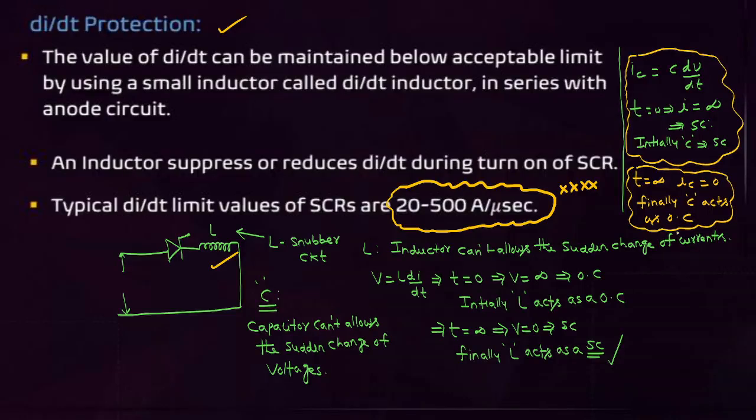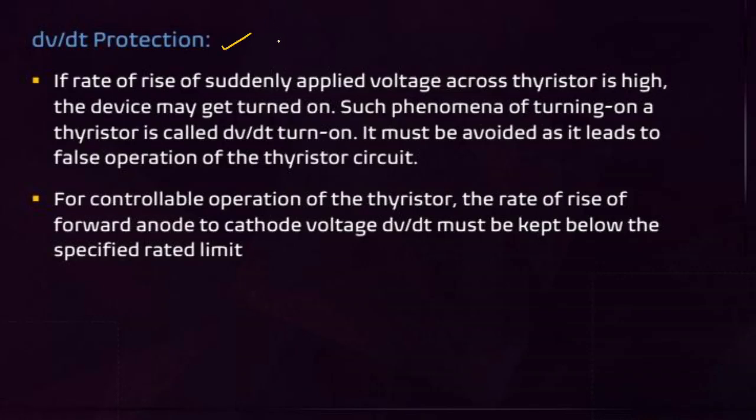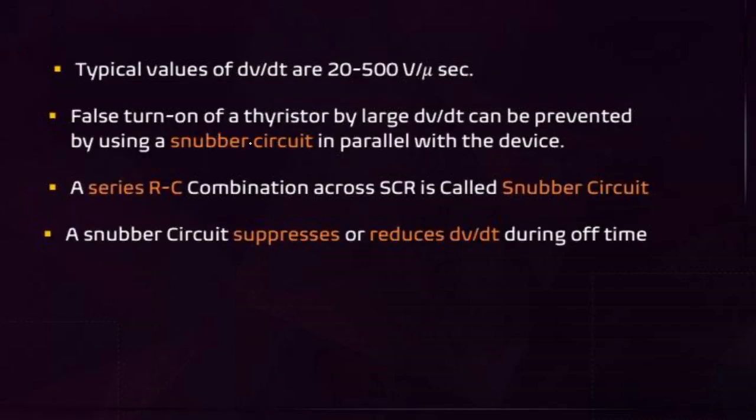What is the property of inductor and capacitor that you know? Initially inductor acts as an open circuit, finally it is a short circuit. Initially capacitor acts as a short circuit, finally it acts as an open circuit. These are the capacitor properties, and this is the inductor property that you have to concentrate on. For di by dt protection, we are using an inductor. Then what about the dV by dt protection? To protect the SCR from dV by dt, we are using the snubber circuit. Typical values of dV by dt are 20 to 500 volts per microsecond. What is the range of dV by dt? That is also very important.